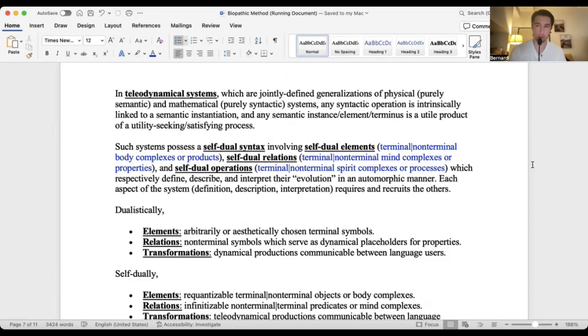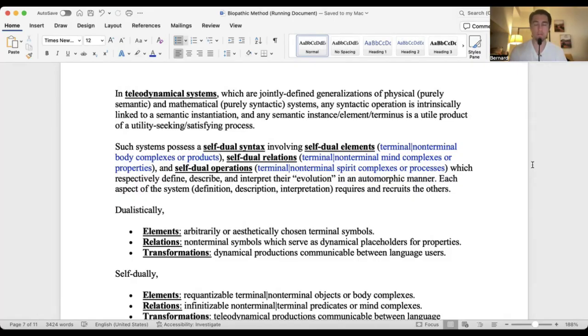Relational elements are related to a structural or mathematical syntax, and perceptual operations are related to a qualitative perceptual syntax. Okay, so these are subsyntaxes of teleodynamical or self-dual syntax. If we're focused on the structure of the syntax, it's self-dual. If we're focused on the evolution or the semantics of the syntax, we can call it teleodynamical. Okay, and if we restrict this syntax to physical executions, it is mechanical in a physical sense. If we restrict this syntax to mathematical systems, it is mechanical in a derivational sense.